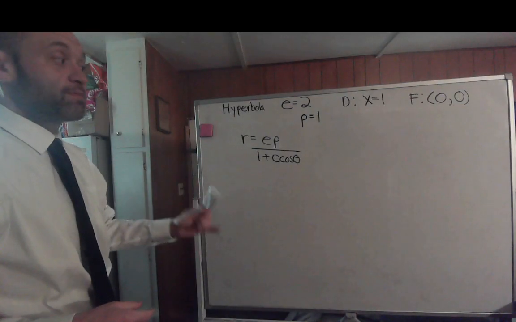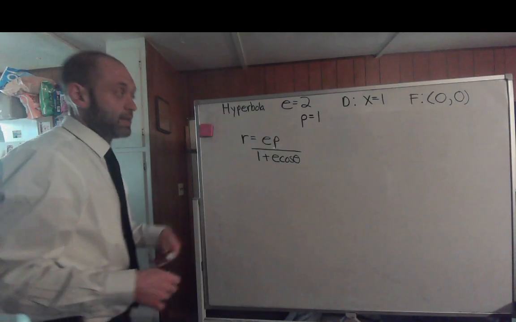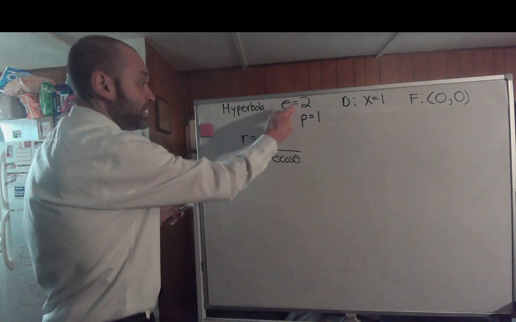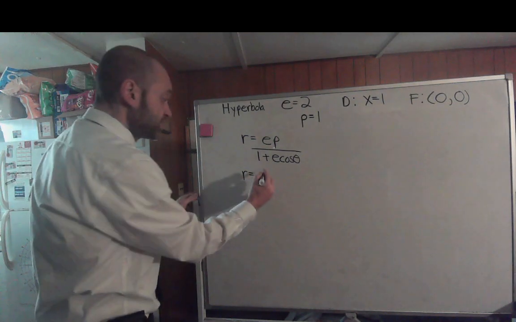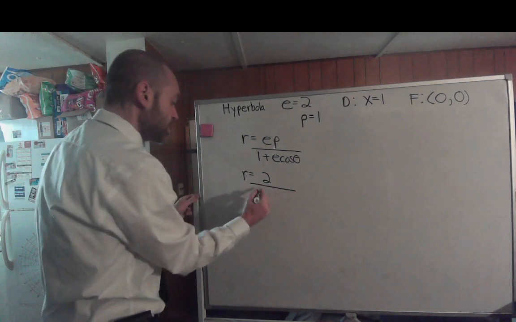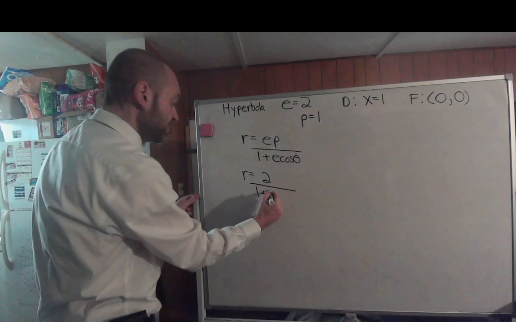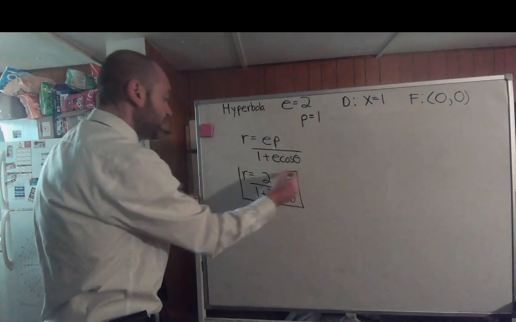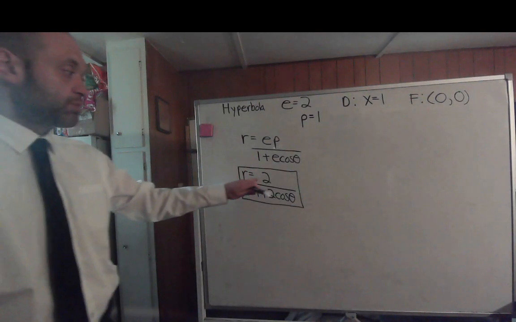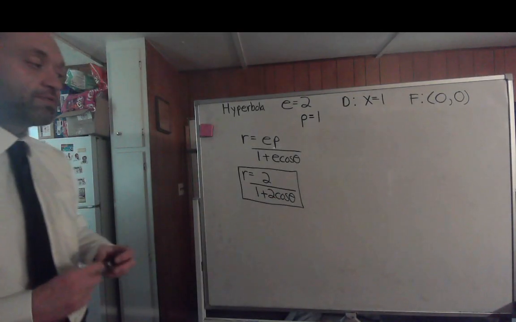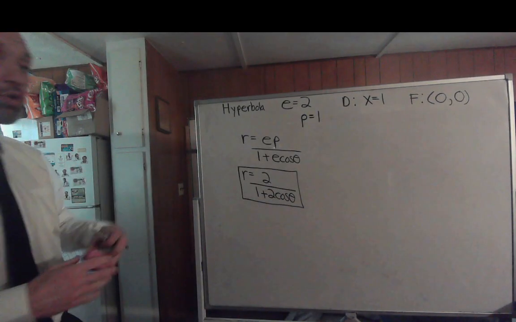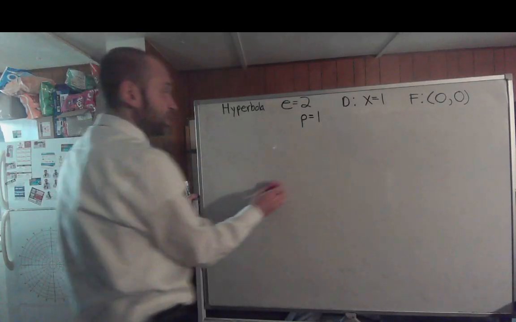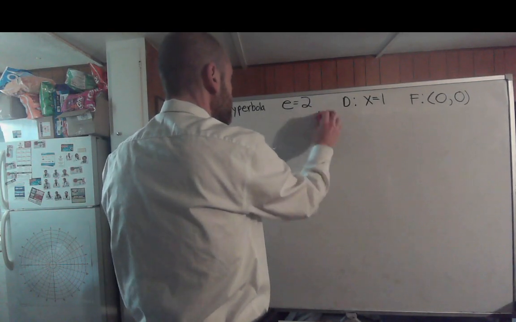Now we have sufficient information to go ahead and form the equation. So R equals, alright, E is 2, P is 1, 2 times 1 is 2. So this will be 2 all over 1 plus the eccentricity is 2, and then cosine of theta. So the equation that we should get in polar form is R equals 2 all over 1 plus 2 cosine of theta. One more of these, then we got one final frontier to cross where we're going to be given even less information and have to figure out a little bit more.